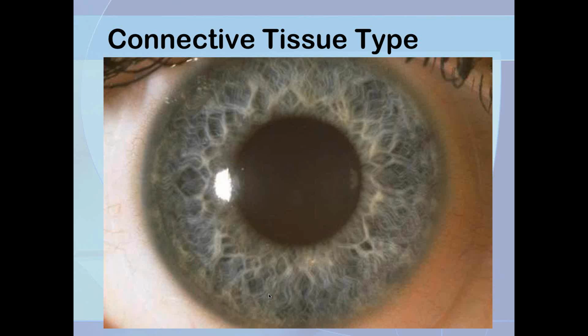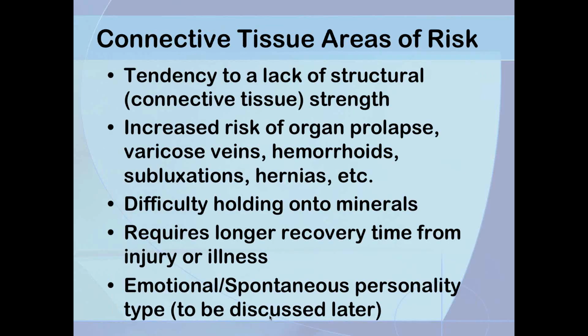So there's a tendency to a lack of connective tissue strength, which increases a person's risk for organ prolapse, varicose veins, hemorrhoids, spinal subluxations, the development of hernias, et cetera. These people have a harder time holding on to minerals and creating good dense structure in their body. So they often do better with a higher intake of minerals, especially trace minerals, and also giving themselves more time to recover from injury or illness. They also have a personality characteristic, which we'll talk about later, which is the emotional spontaneous type.